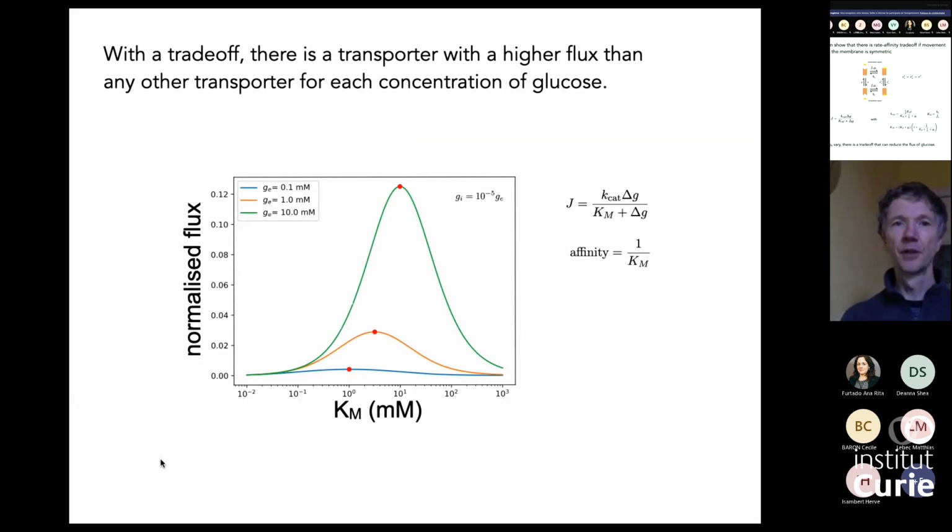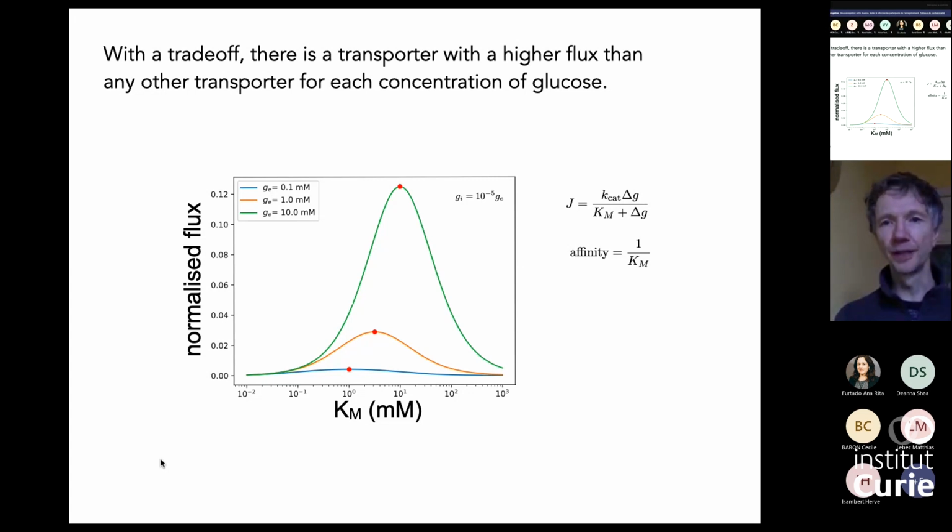So what that means is that for each particular concentration of extracellular glucose, there's a transporter that works best. If I can characterize the transporter by its Km, and remember if I know Km, then I can predict approximately what kcat can be because there's this relationship between the two. What I'm plotting here is the flux through the transporter versus the value of the Km. And you can see in the equation, if I increase Km, then I expect the flux to fall, which is what you can see is happening here. So the larger Km, the flux decreases.